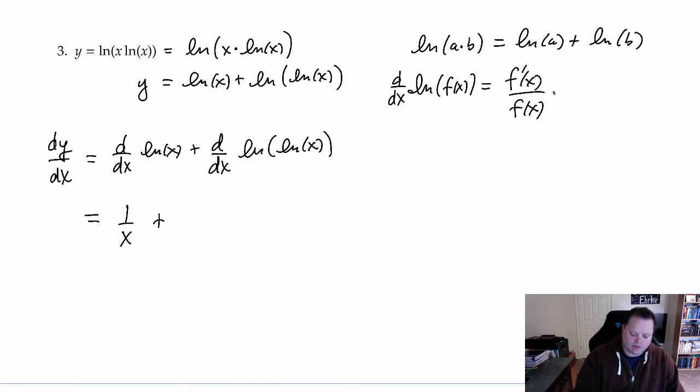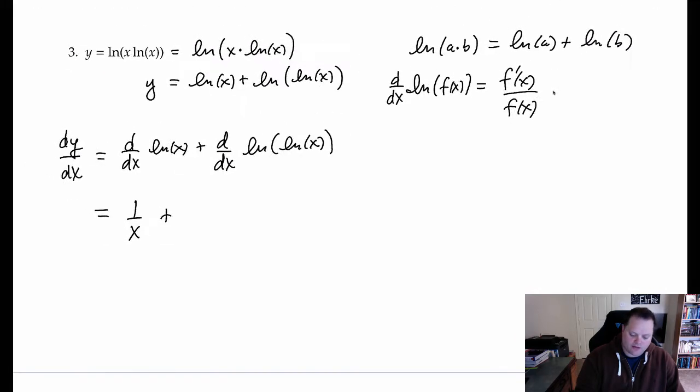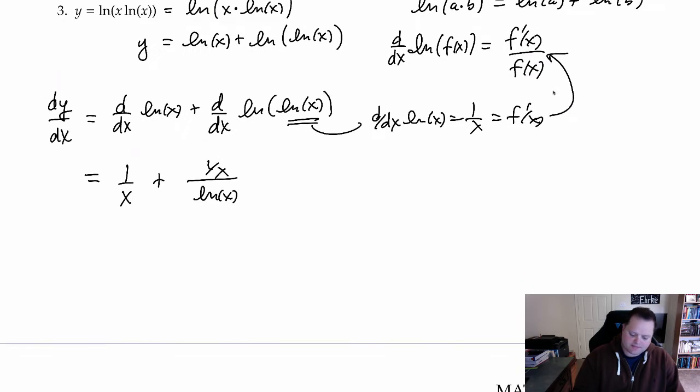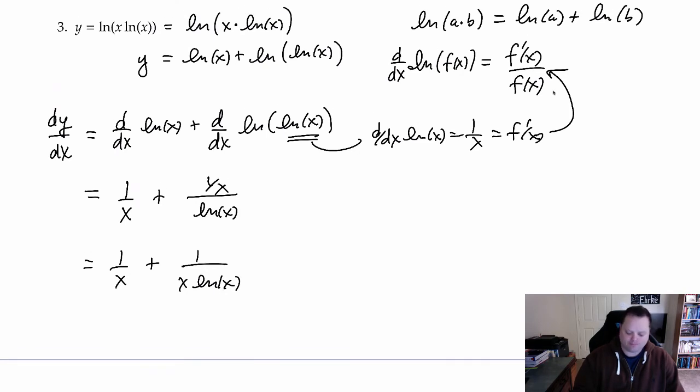So in this case, the inner function is log x, so I'm dividing by log x, but the inner function's derivative, the derivative of natural log x, is 1 over x. That's my f prime of x, so I'm going to place it on top like this. And so we get 1 over x plus 1 over x ln x. And so that's a really good answer for this problem.